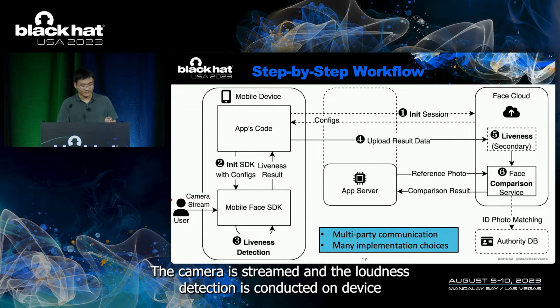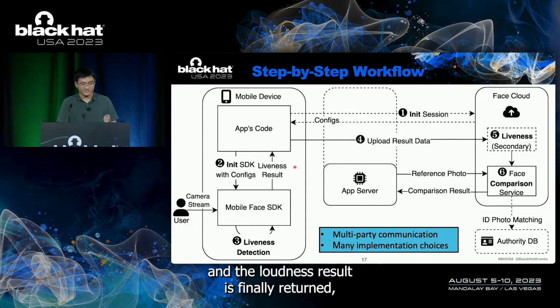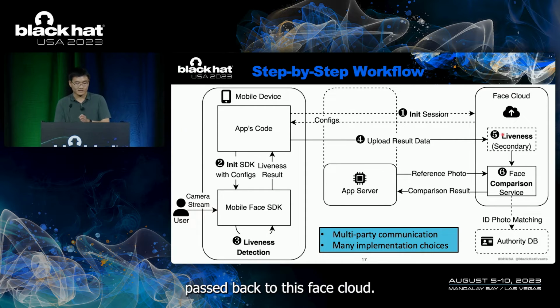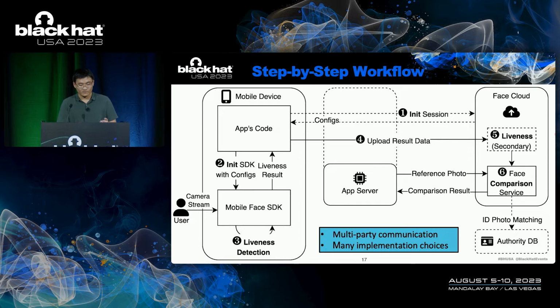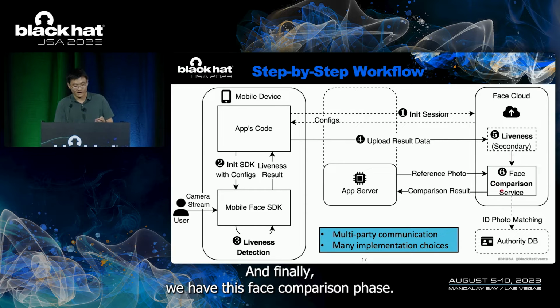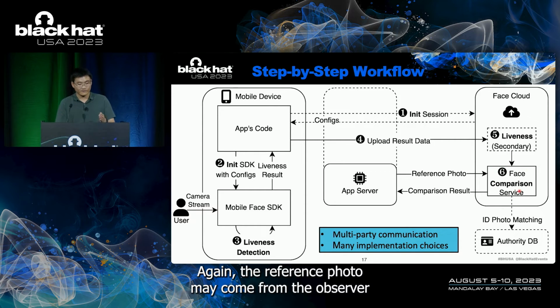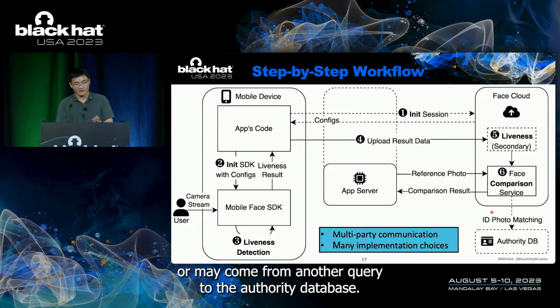The camera is streamed in, the liveness detection is conducted on device, and the liveness result is finally passed back to the face cloud. The result data may include the raw video, but it may also only be some of the frames of the liveness video capture. There could be a secondary liveness check in the cloud, and finally, we have this face comparison phase. Again, the reference photo may come from the app server or may come from another query to the authority database.